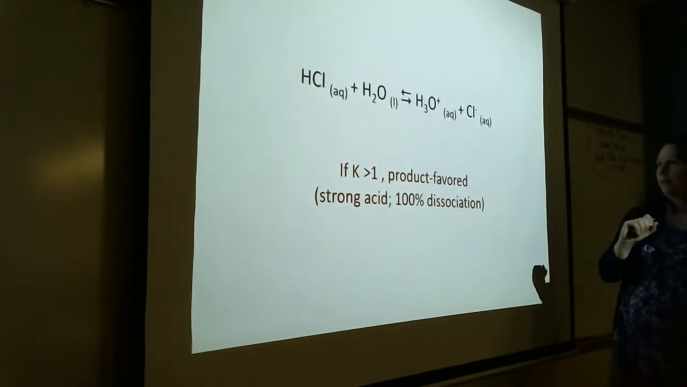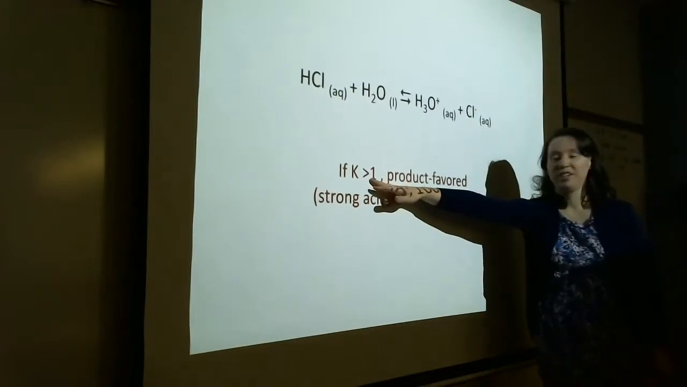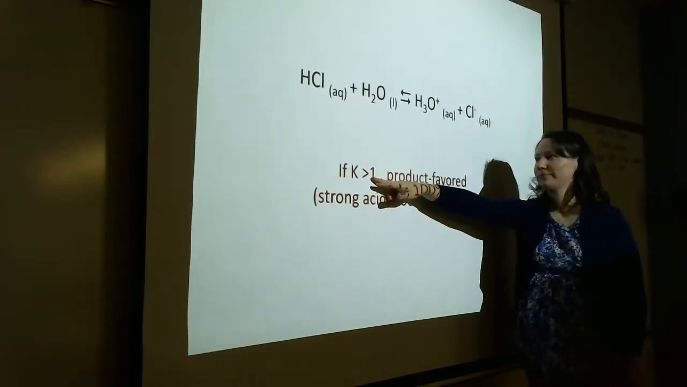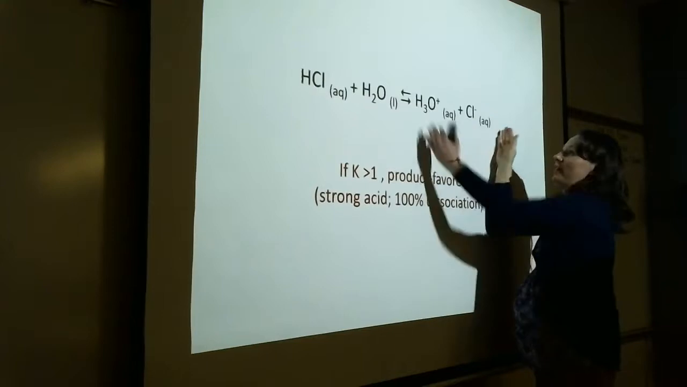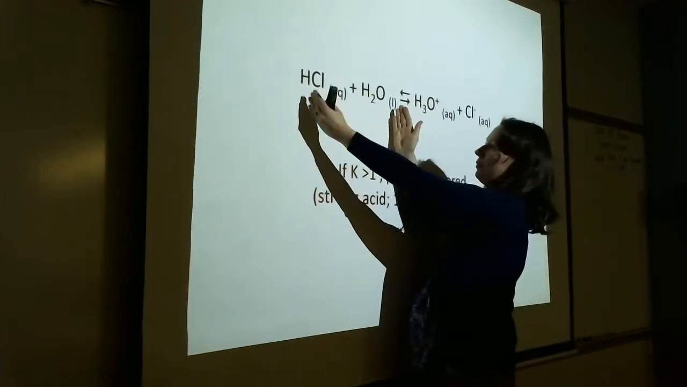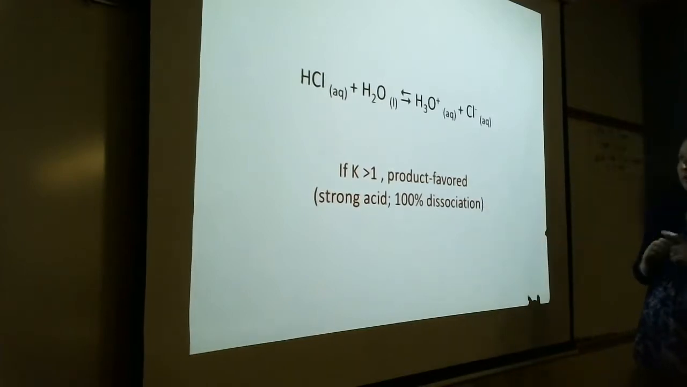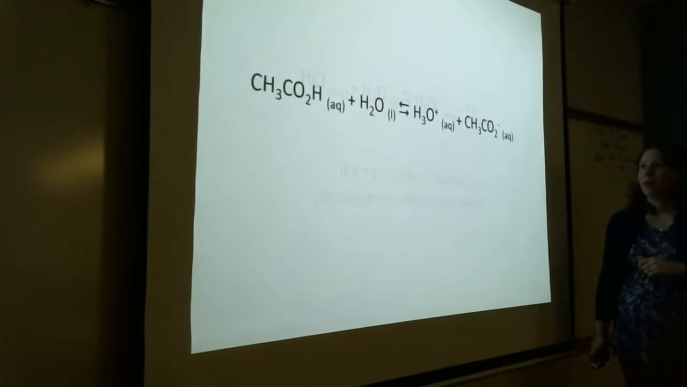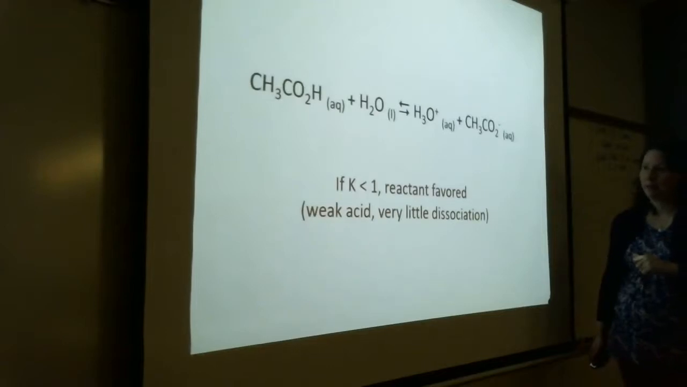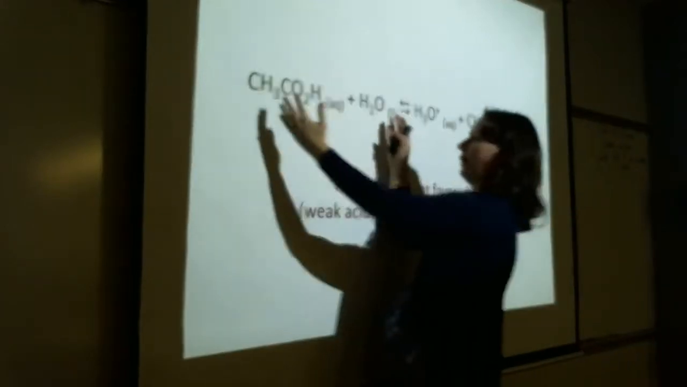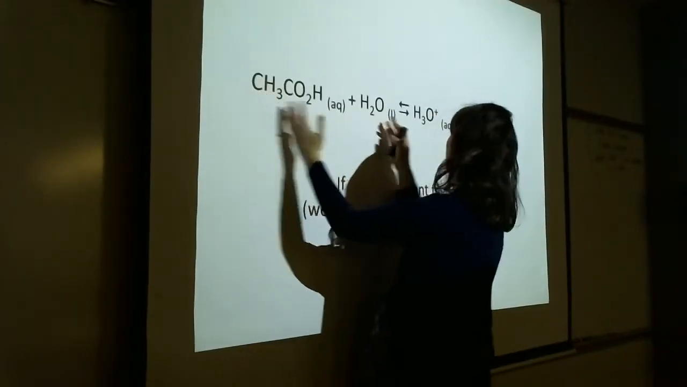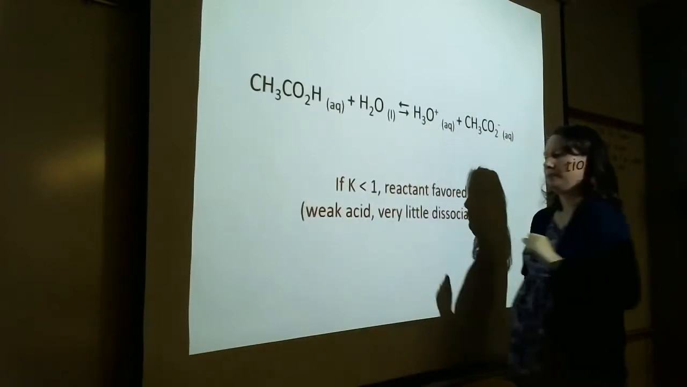Okay, it's a really strong acid. K is significantly greater than 1. This is going to be 100% this and 0% this at equilibrium. I mean, it's a strong acid. And then here would be a weak acid. Equilibrium is going to lie on this side. You're going to have mostly this, very, very little this.